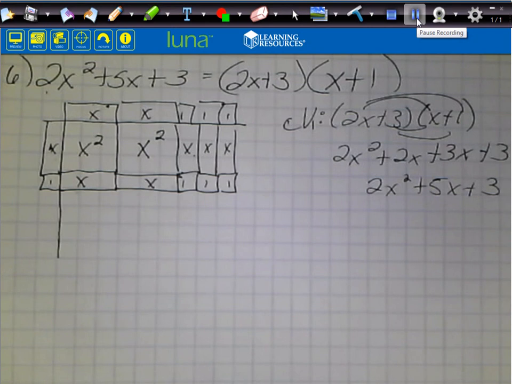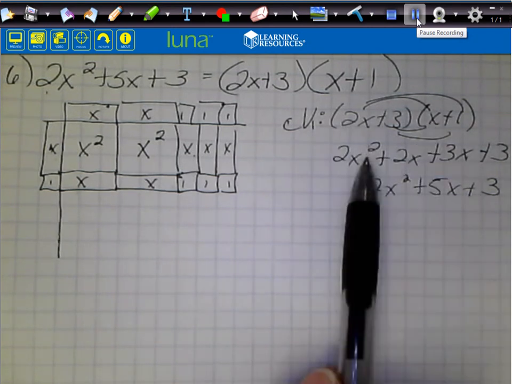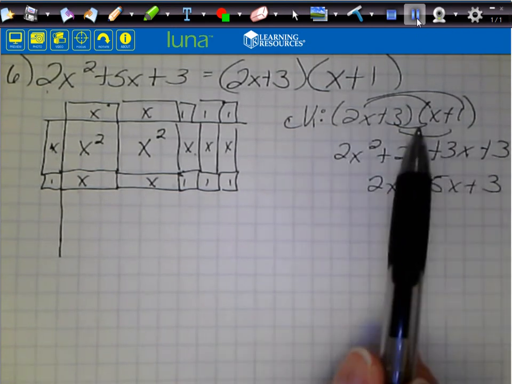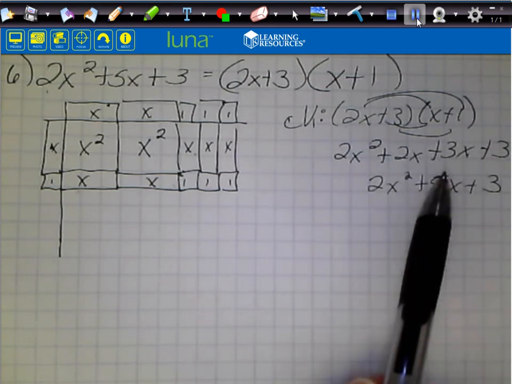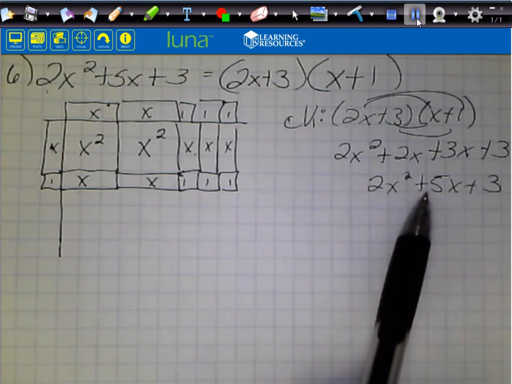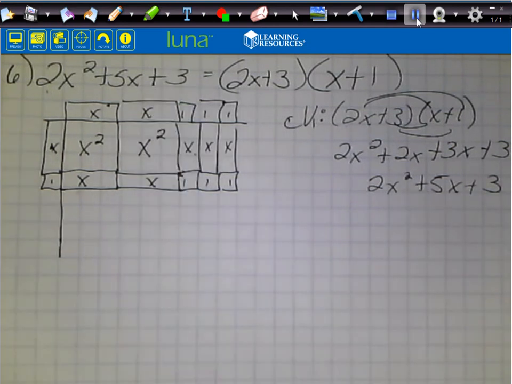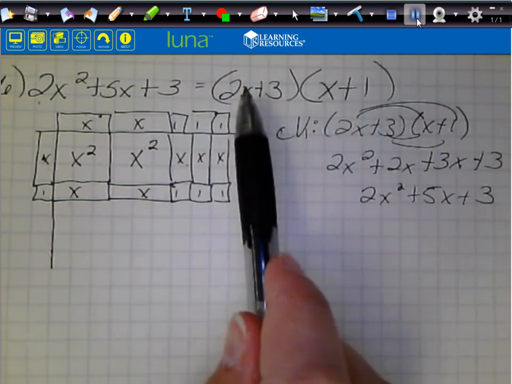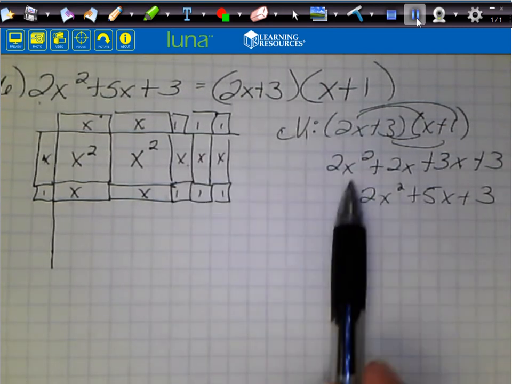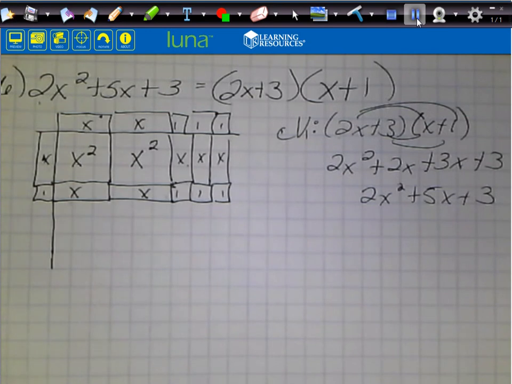All right, go ahead and check your check here. 2x times x is 2x squared, 2x times 1 is 2x, 3 times x is 3x, and 3 times 1 is 3. Put 2x and 3x together and you get the 5x. So 2x squared plus 5x plus 3 is exactly what you started with. So again, please make sure that you have the algebra tiles, the actual answer right here, your 2 factors, and your check written before you move on.